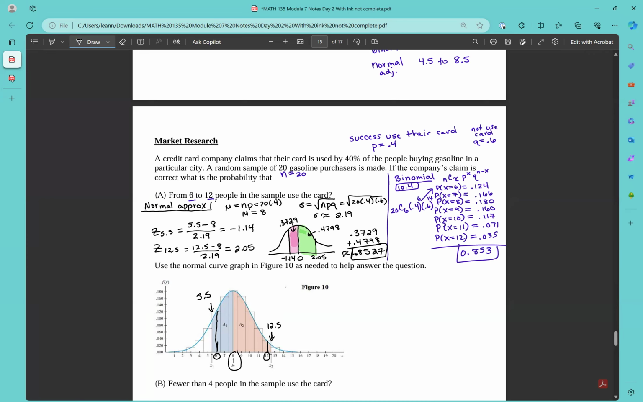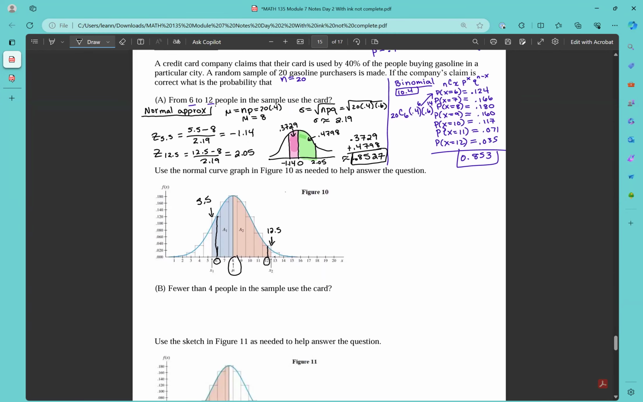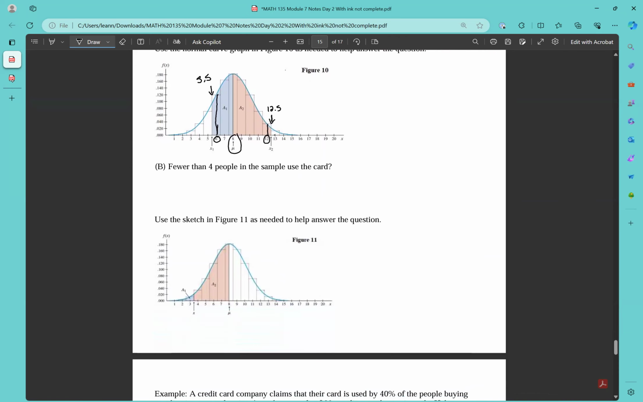having to do 1, 2, 3, 4, 5, 6, 7 different formulas of nCx, p^x, q^(n minus x). Okay. So if you know you can use this, you just need to find the continuity correction for each endpoint, the z-score for each of those, and then look them up in the table. Okay, so we're going to do one more with this same example, kind of a little different question though, which direction we go. But I want to show you again how the normal distribution can be used to find this quicker. So we want to do fewer than 4 people.